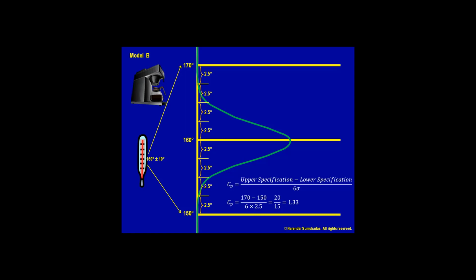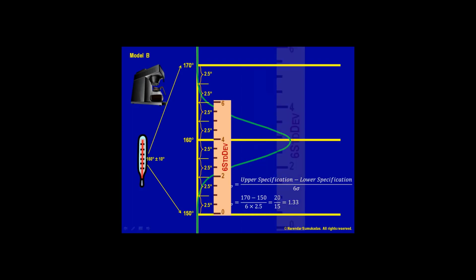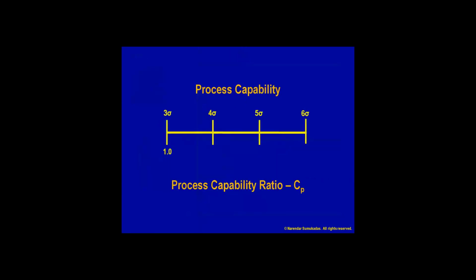For this process, our 6 standard deviation ruler is a little shorter than for the previous one, because the standard deviation here is a little smaller. Looking at the Cp calculation as a question, can we fit the 6 standard deviation ruler within the range of the customer's tolerance? The answer is yes. In this case, we can fit the ruler not just once, but also a third more. That is what the Cp value of 1.33 implies. We have moved up a notch on our process capability scale.